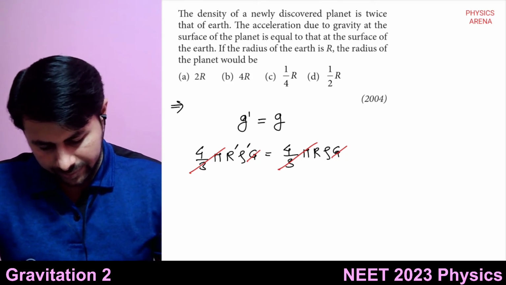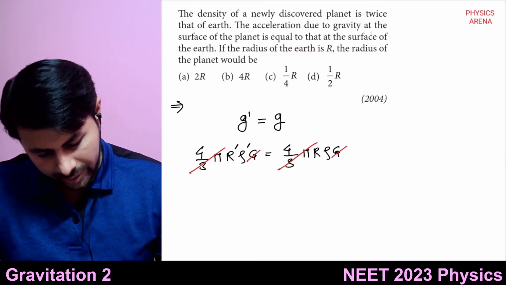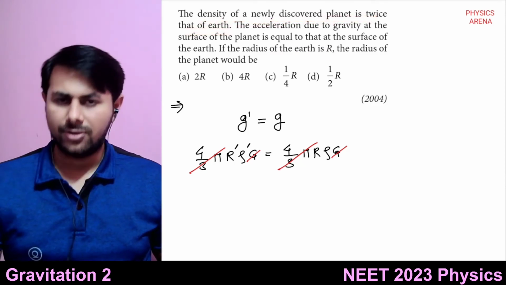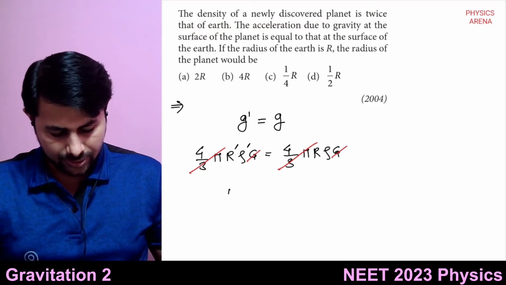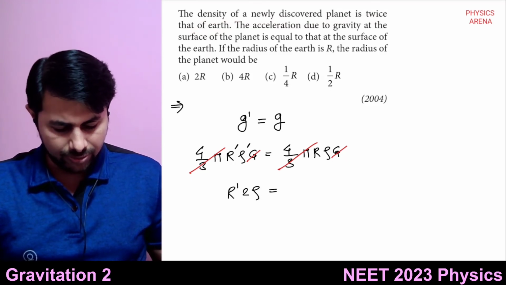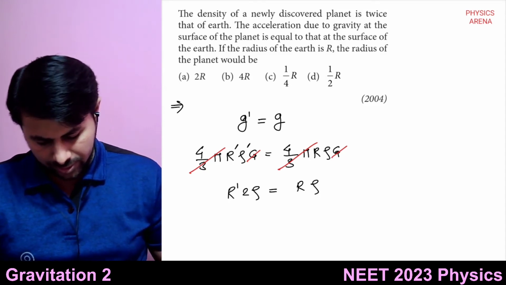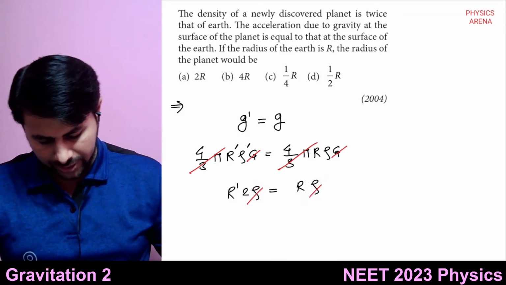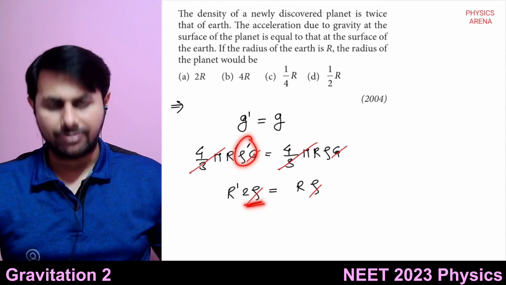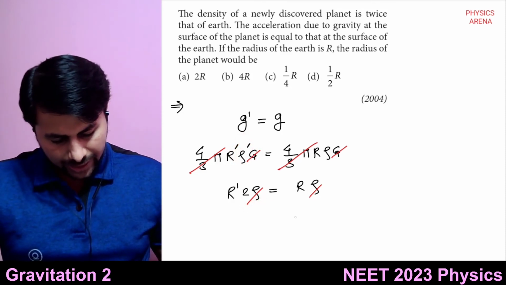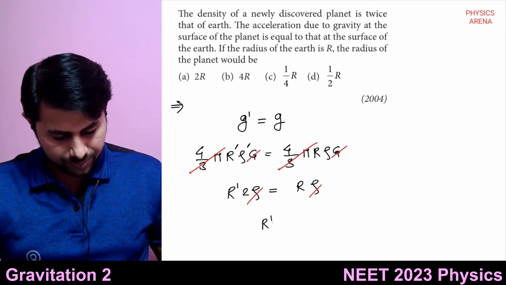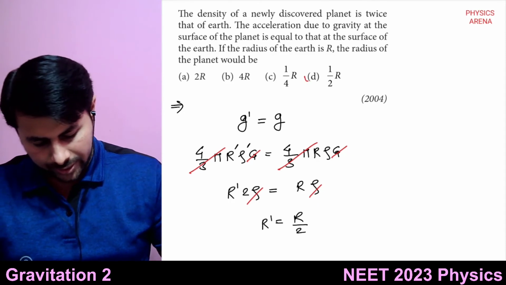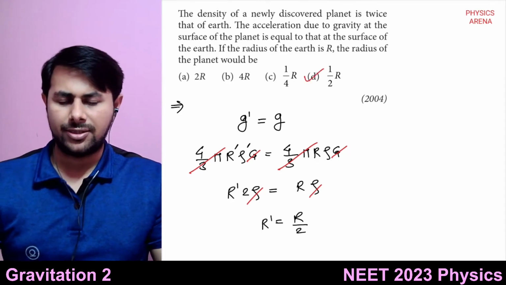So what's given? Density is given as twice that of Earth. Okay, so rho dash is equal to 2 times rho. So rho and rho is also cancelled, right? So you get r dash is equal to what? r upon 2. Take the 2 on the other side, right? So questions on gravitation, most of the questions are very simple.